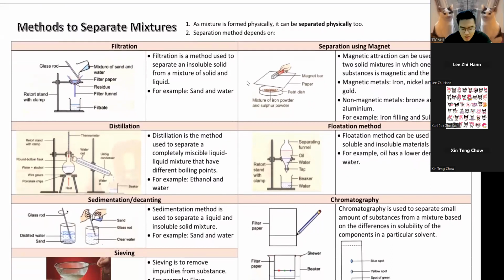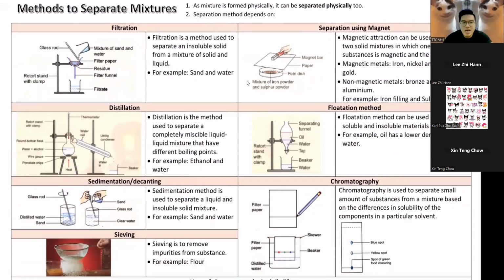So don't worry. So how do we separate mixtures? There are many things you can do, but it depends on what you are trying to separate. If you're trying to separate sand and water, we use filtration. Filtration is a method used to separate insoluble solid from a mixture of solid and liquid. This is to separate a suspension, basically. You want to separate a suspension, you use filtration.